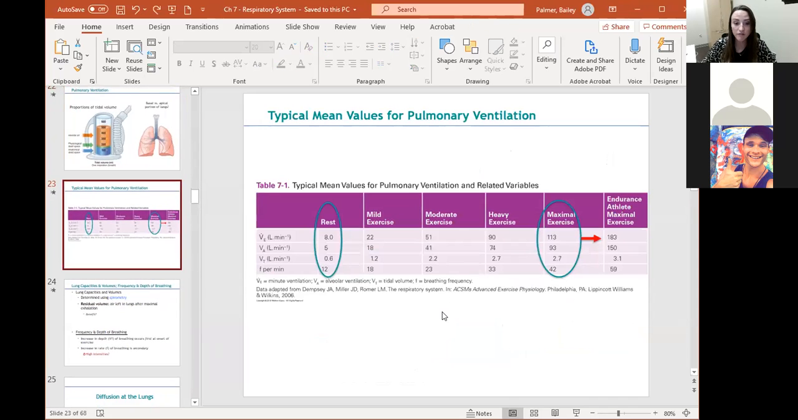Tidal volume, or these variables here, I don't think you have a question on these variables. You just have to know what each variable represents and what it means.